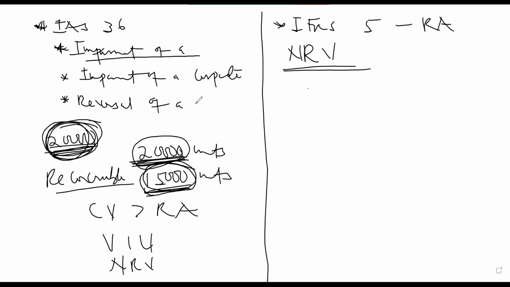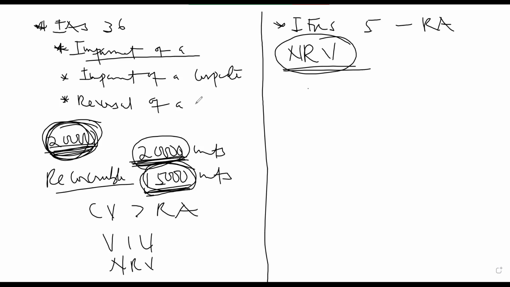So an asset will be classified as held for sale only if the entity is going to recover the carrying value through a sale. It's not going to be through continual use. So that is the only difference. The recoverable amount under IFRS 5 is restricted to what? To the net realizable value. Okay, it's restricted to this particular one.